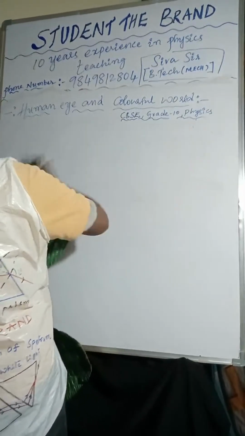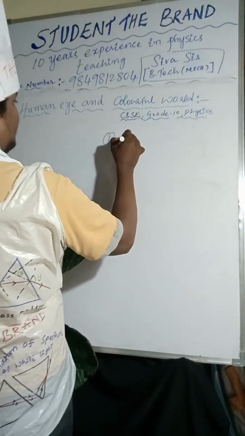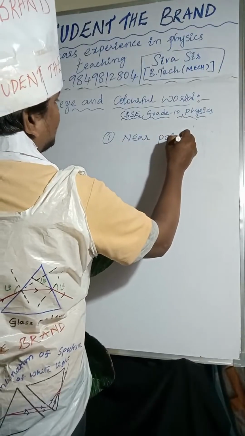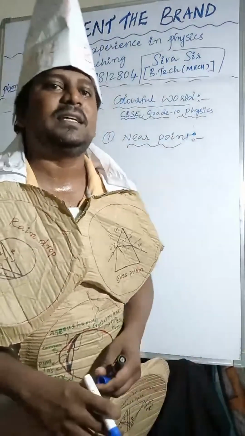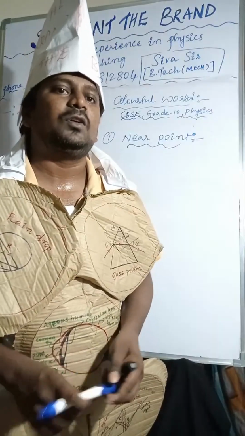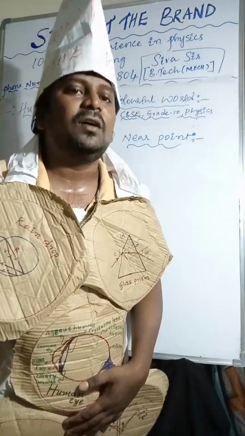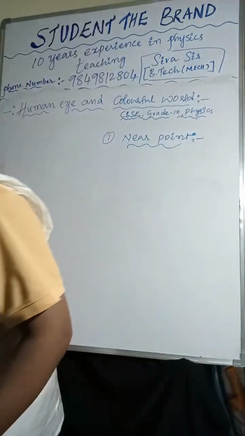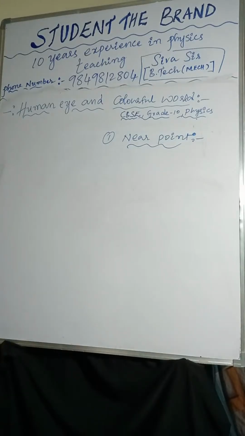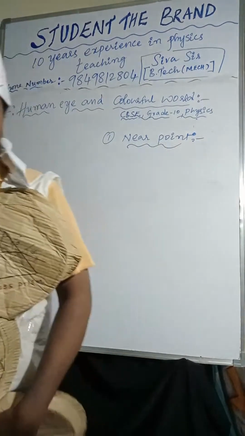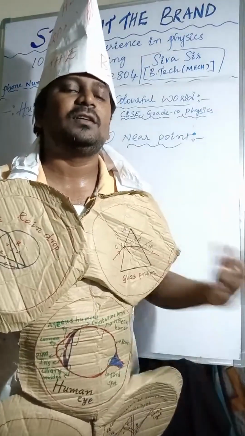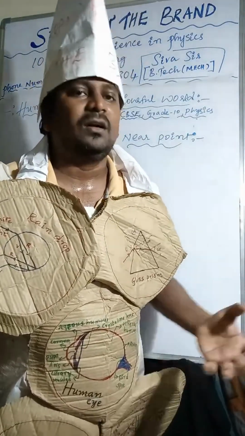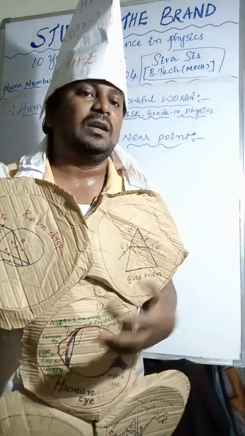Near point is the minimum distance up to which a person is able to see the object without any strain, without any pain, without any struggle. That is called the near point. It is also called the least distance of distinct vision.